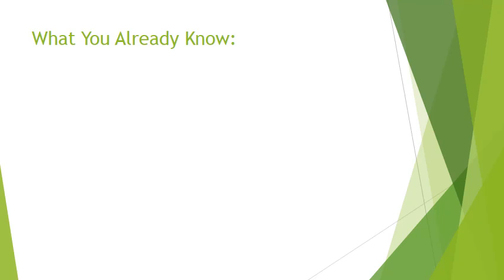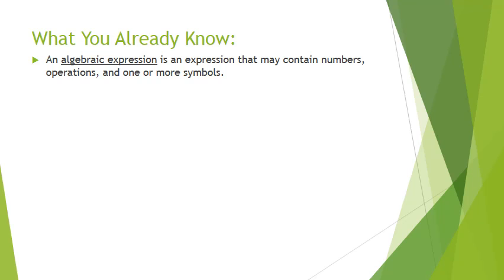What you already know. An algebraic expression is an expression that may contain numbers, operations, and one or more symbols. The parts of an algebraic expression are called terms.